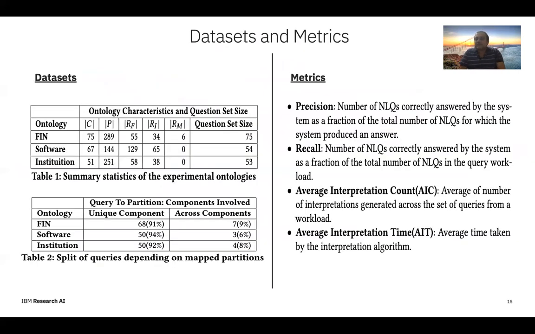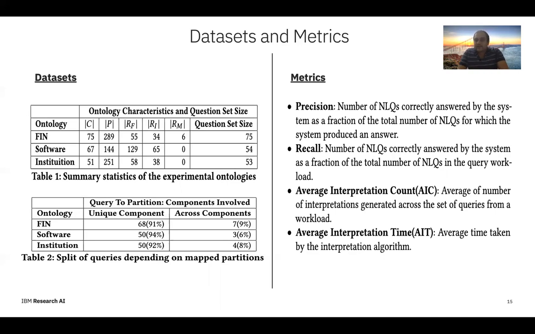For the experiments, we used 3 standard datasets: finance, software, institution, which are publicly available ontologies. The question set was chosen such that the questions are typically ambiguous in nature. They are hard to disambiguate without talking back to the user. The second table also gives a ray of hope, because you see that most of the percentage of even the ambiguous queries can be contained in one of the unique components. That means this partition-based approach might work, which matches our intuition.